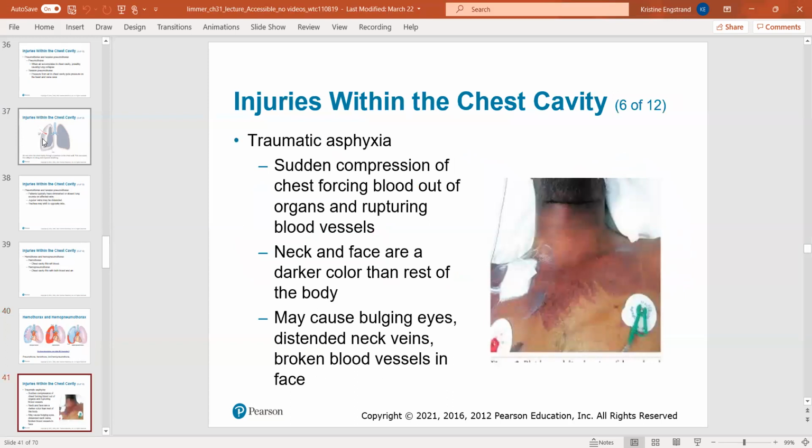Traumatic asphyxia: sudden compression of the chest, forcing blood out of the organs, rupturing the blood vessels. Look at this gentleman from the chest up. He's definitely got asphyxia going on. The neck and the face are much darker than the rest of the body, and it can cause bulging eyes. Think of all the pressure. With injuries like this, something has usually fallen on your patient, or they're trapped under a car or whatever. Hangings, you'll see this too: neck and face up, distorted color.